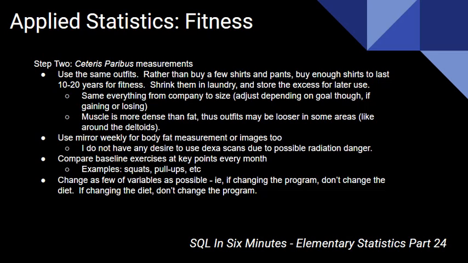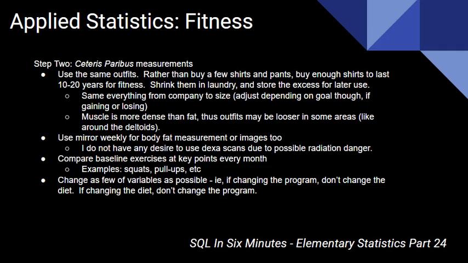The next thing is when we're looking at the measurements, we do want to assume ceteris paribus. So use the same outfits. Unless you want to be fashionable, there is no reason. When you're buying fitness clothes, buy 20 years' worth of fitness clothes. It's a good inflation adjuster too, because you won't have to worry about the costs going up. So rather than buy a few shirts and pants, buy enough shirts to last 10 to 20 years of fitness, shrink them in the laundry, and then store the excess for later use.